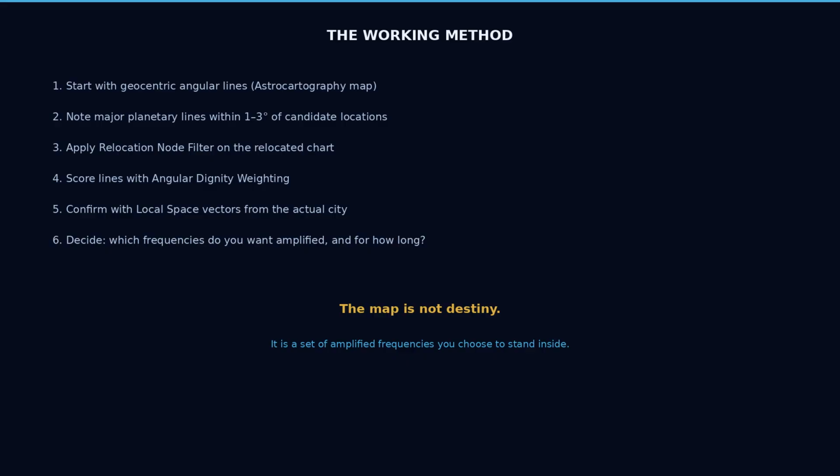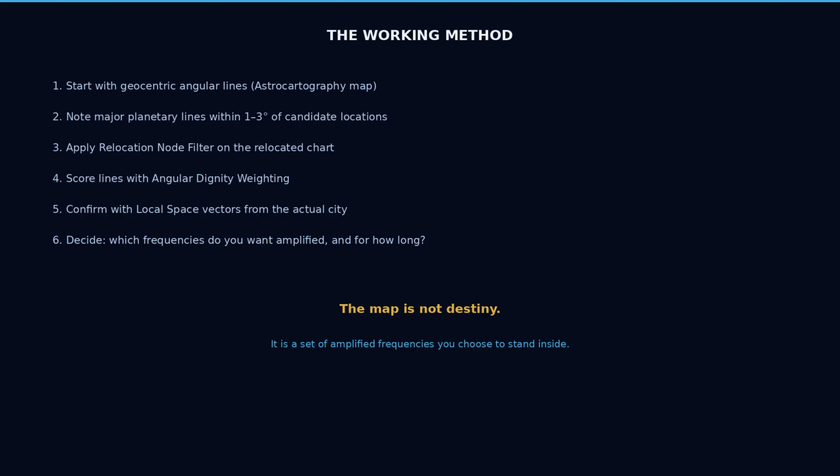Technique 2, angular dignity weighting. Score each angular line by combining 3 factors: closeness of orb, essential dignity of the planet in the natal chart, and whether the line is MC-IC, career, roots, or ASC-DSC, identity, relationship. A high-scoring line becomes a priority relocation target. A low-scoring line is deprioritized even if the planet is traditionally benefic.